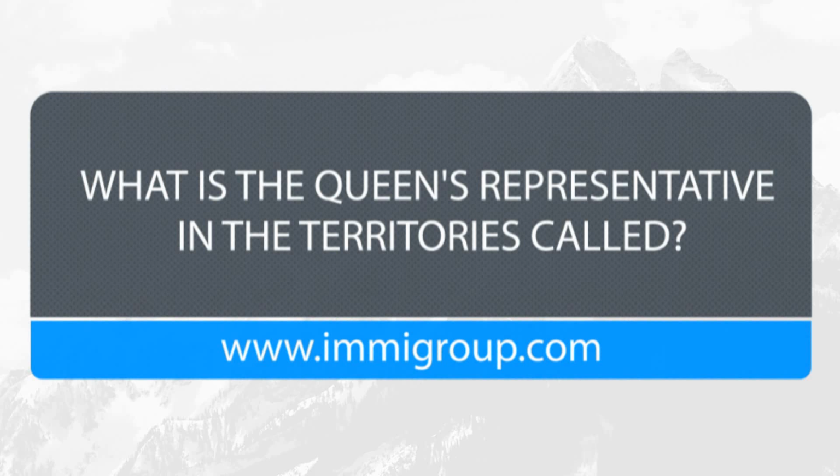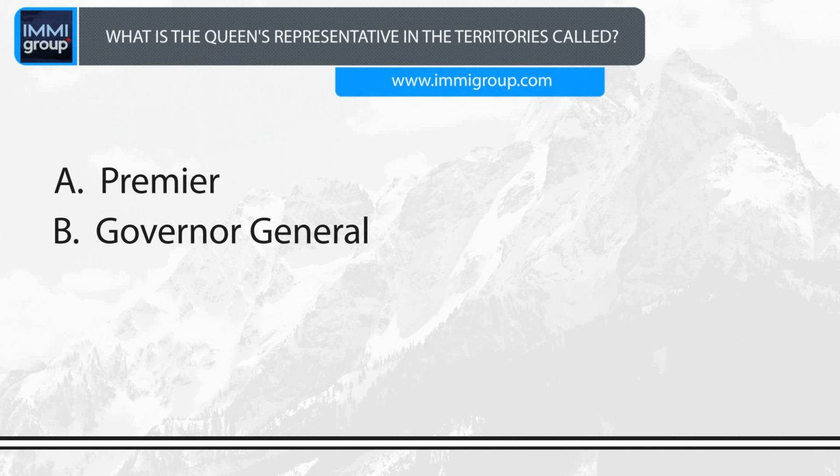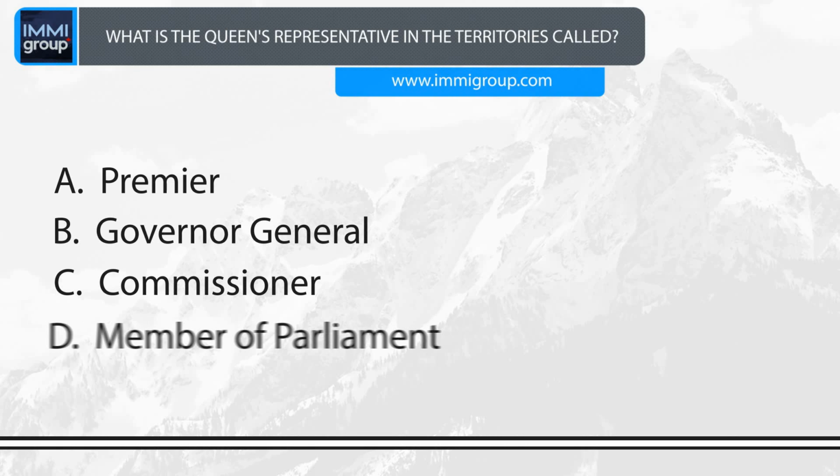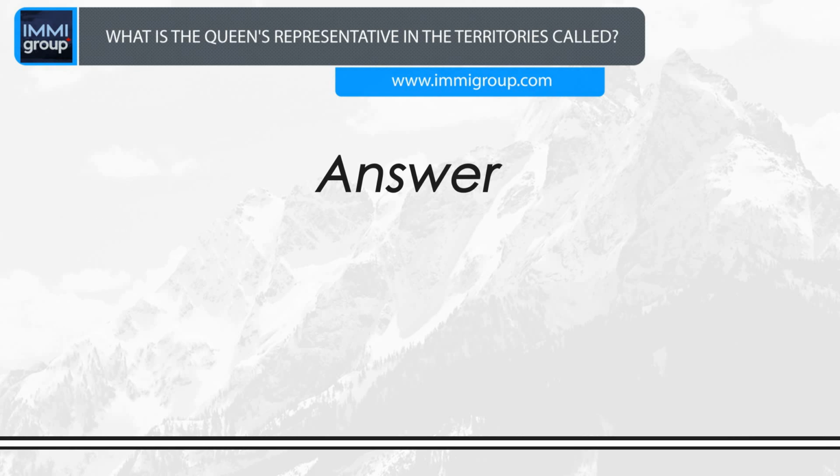What is the Queen's representative in the territories called? A. Premier. B. Governor-General. C. Commissioner. D. Member of Parliament. Answer: Commissioner.